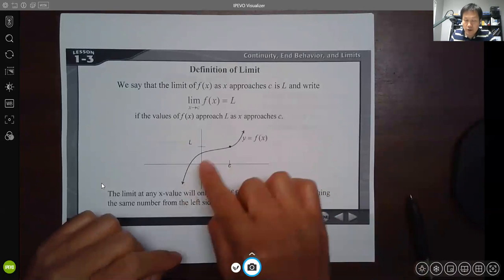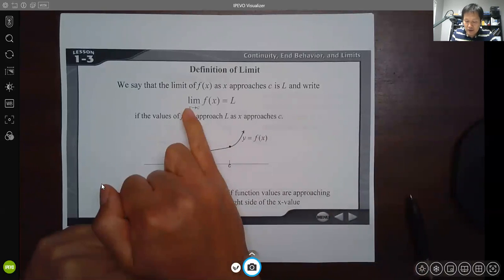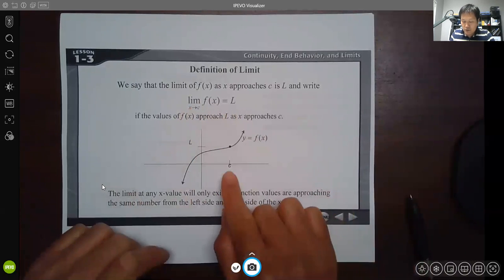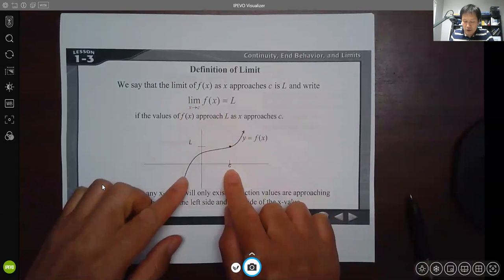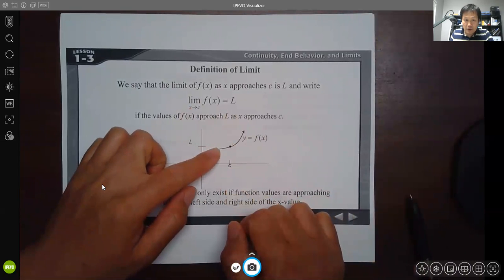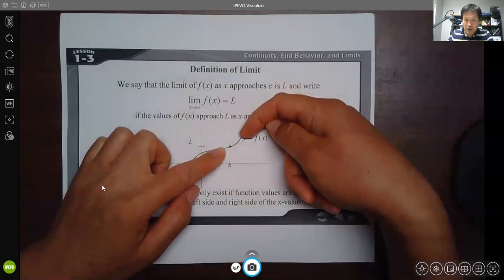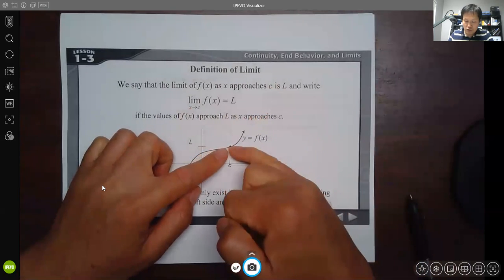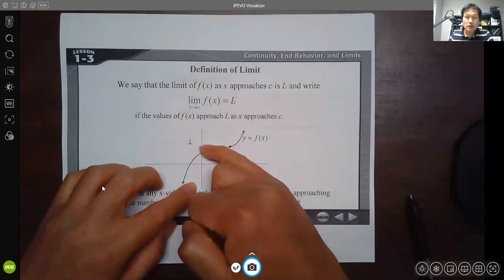So in this curve, the limit of f of x as x approaches c is L. The c value for x is here. The x value approaches c from the left and right directions, and the y value is approaching whatever this value is, which is L.